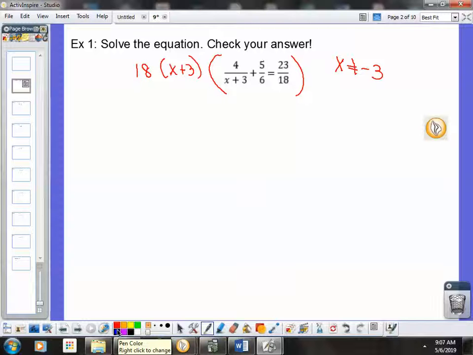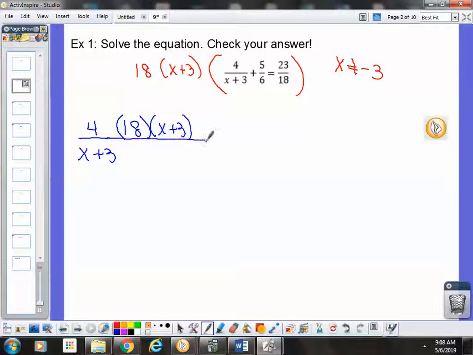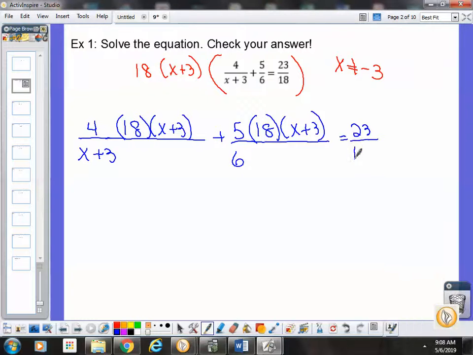So I'm taking this 4 over x plus 3, and I'm multiplying it times my least common multiple, which is outside, just distributing. Plus 5/6 times 18(x plus 3) equals 23 over 18 times 18(x plus 3).